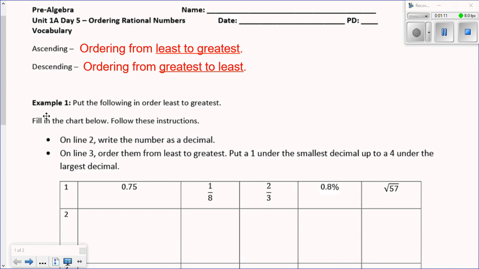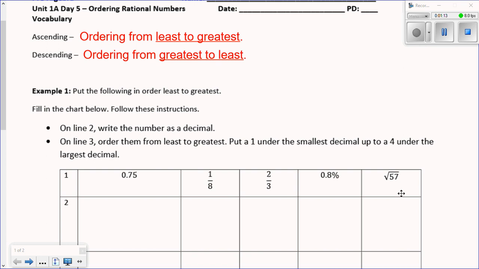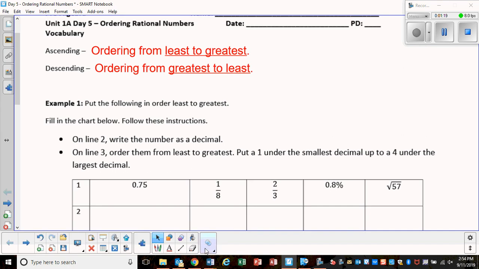So example 1, we're going to put the following 5 numbers down here in order from least to greatest. That is something to pay very close attention to. Least to greatest is really important, okay? You should always either highlight, underline, or box it, whatever you need to do, whenever they tell you the order to put it in.